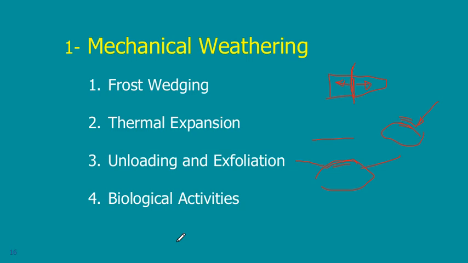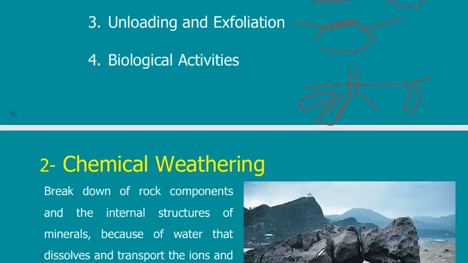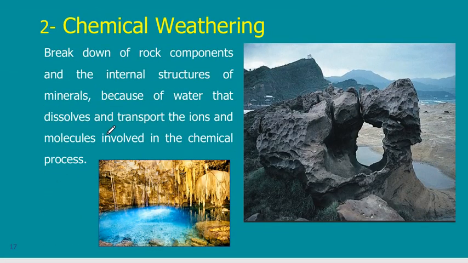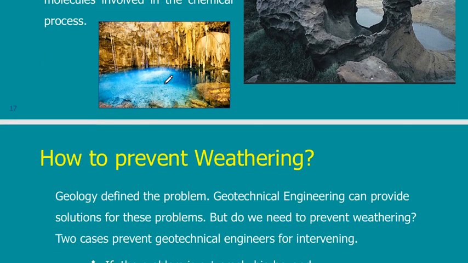Biological activities: the roots of the plants. If I have a tree here and the roots go in between pieces of rock, when the roots increase inside, it pushes. And if you have any creatures living below ground, digging paths and holes in this ground, it is eroding this material. Chemical, as I said, is just the action between different types of material.